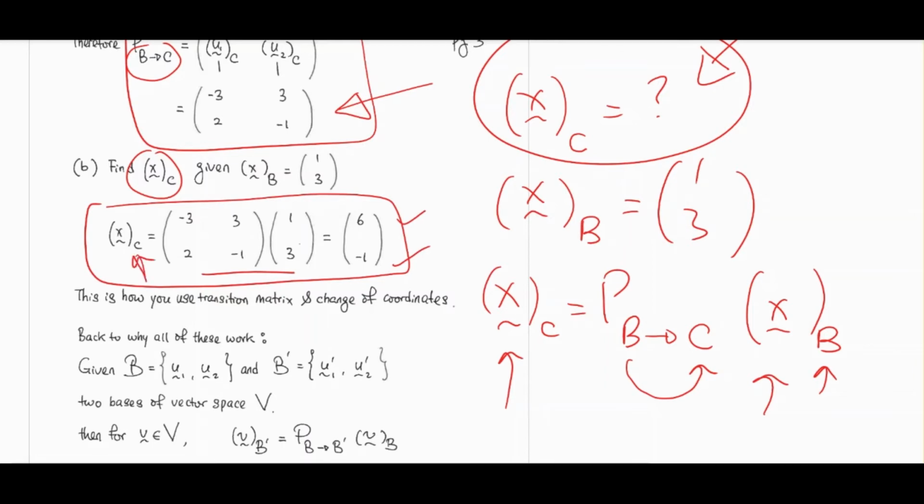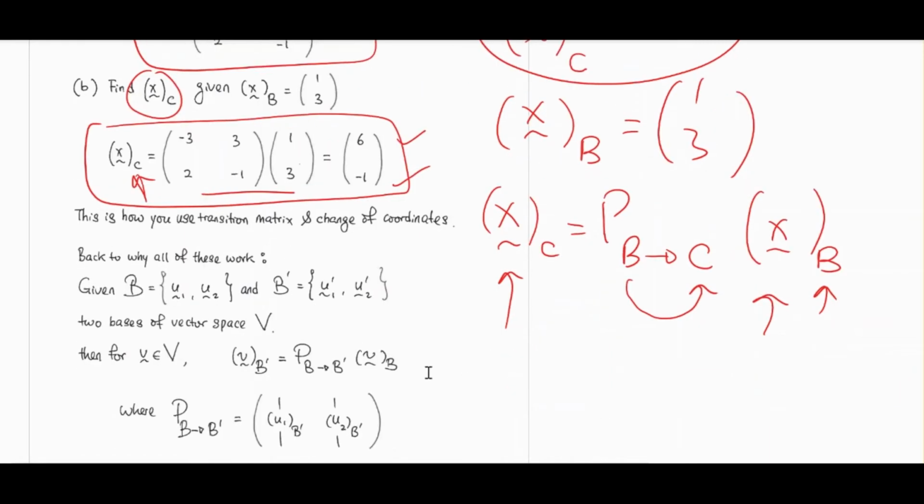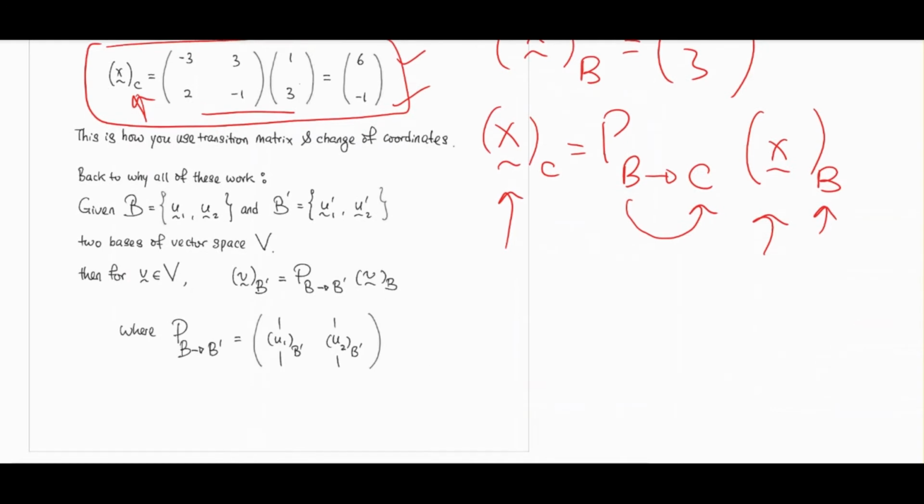So that's how we use the transition matrix. Okay, so how does this work? How is it that if you are in a vector space of dimension 2, I'm giving this as an example, I'm not showing this as a general proof, but let's say you are in a vector space of dimension 2 and you have these two bases, B and B prime. Their basis vectors here are u1 and u2, u1 prime and u2 prime.